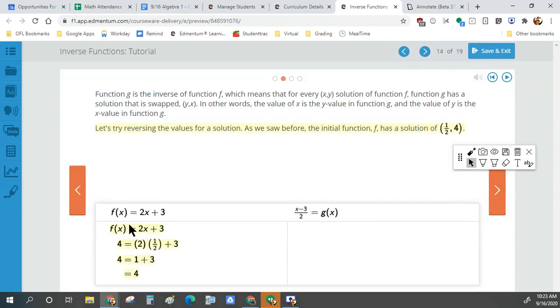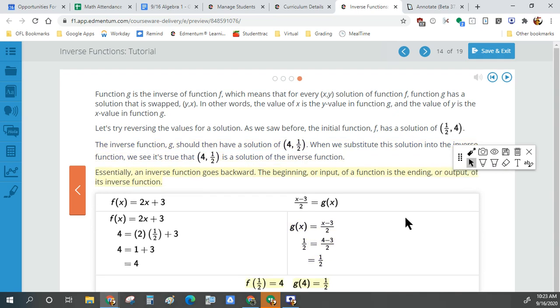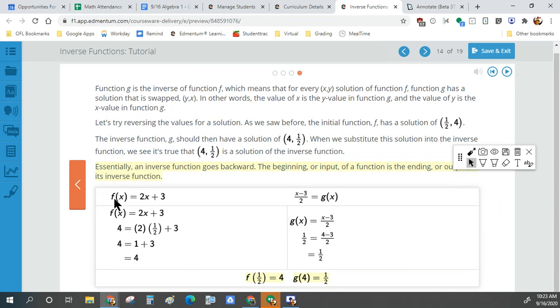The next thing we're going to do here is plug in a 4 here for our f of x. If we plug that into this, we get a half. So then they're going to be like, okay, the function of 1/2 gives us 4, but for the inverse, if we plug in a 4, we get 1/2. So it gives us the opposite. We plug in an x here, it gives us a y. So our x is 1/2, and our y is 4.